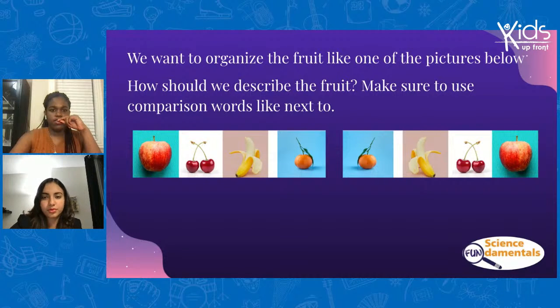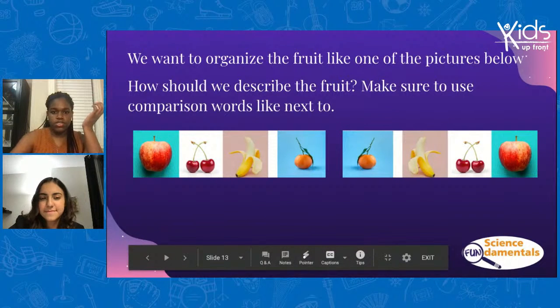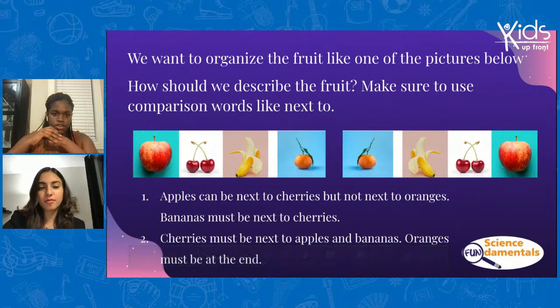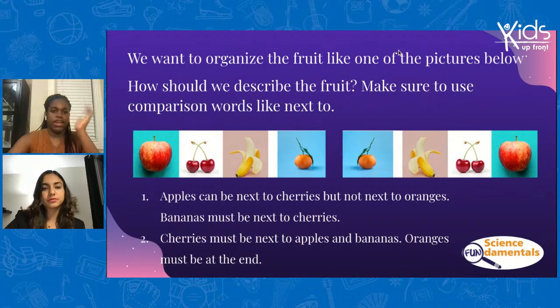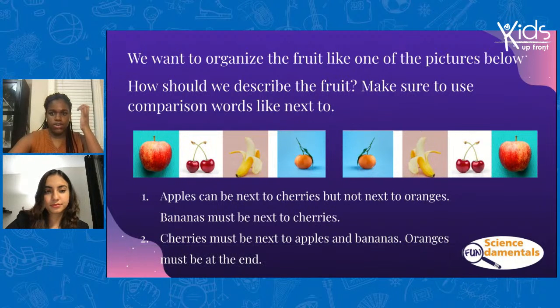Okay, so these are the possible conditions for this organization. Apples can be next to cherries, bananas next to oranges, bananas must be next to cherries, or you could say cherries must be next to apples and bananas, and oranges must be at an end. So either one of those two would work great as a possible answer.